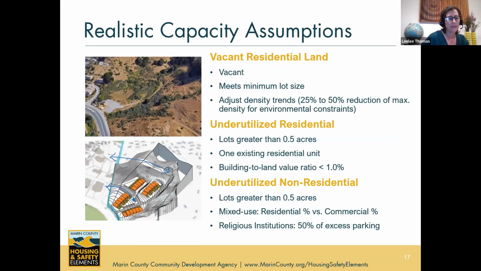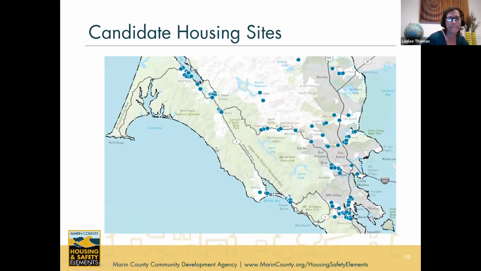The other factor that we have to take into consideration is realistic development capacity. So we can't just look at that a site is zoned for 10 units an acre, for example. We have to look at, typically, is that the density that a site would develop in our community, and take those factors into consideration. Next slide, please.